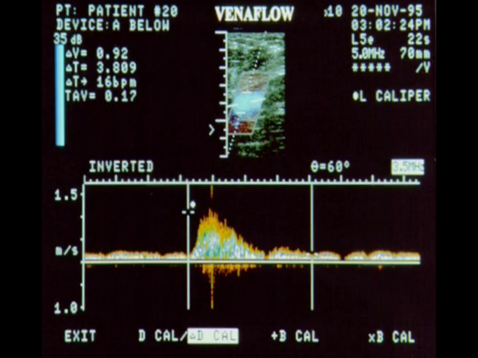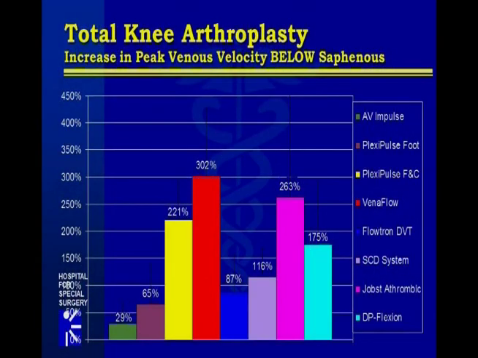In the total knee replacement study, this is an example of what we found when we pooled our data from the different pneumatic compression devices. What you can see all the way on the left at the bottom is the foot pump technology had a 29% increase in peak venous velocity over the baseline and a 65% increase in peak venous velocity over the baseline with the two different devices that you can see in the legend on the right.